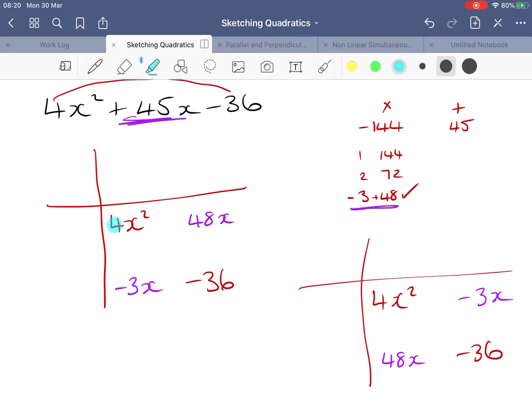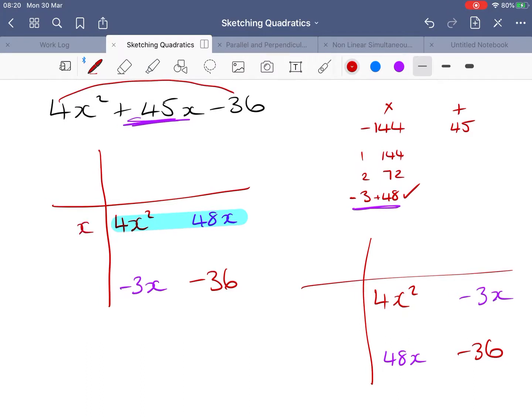So I want to take out a common factor from them, the highest common factor that I can take out. Well, I can definitely take out a factor of x, because I've got an x squared and an x. Highest common factor of 4 and 48 is 4. So this multiplied by this makes 4x squared, so that must just be x. This multiplied by this makes minus 3x, so this must be minus 3. 4x times this makes 48x, so that must just be 12.